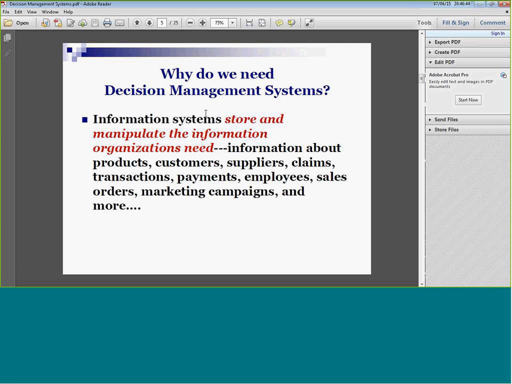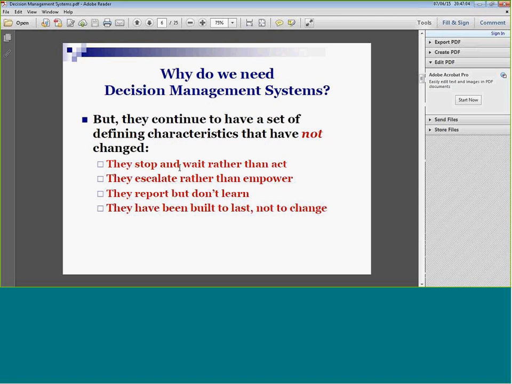Okay, so why do we need this? Well, you know, we have information systems that store and manipulate information, all kinds of stuff. We're gathering data, as you know, on everything. You can't do anything without somebody gathering data on you, about you, with you, to you, over you, in spite of you. So we're gathering data. But most of the time, that data sits in a database. Okay, it waits for some human to come along and do something with it.